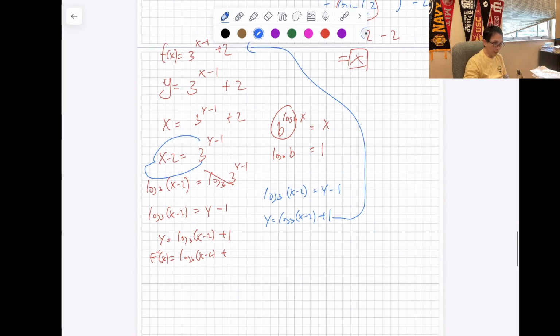If you want to verify, then that's going to be f of g of x. So that's going to be 3 to the log 3 of x minus 2 plus 1, plus 2. So that is going to cancel out. That's going to be x minus 2 plus 1 plus 2.